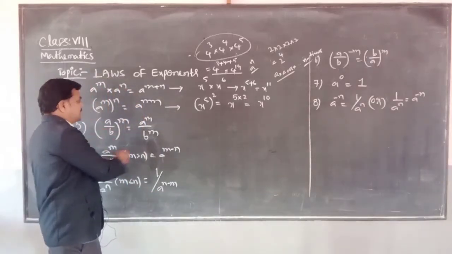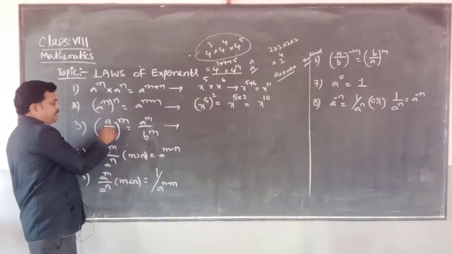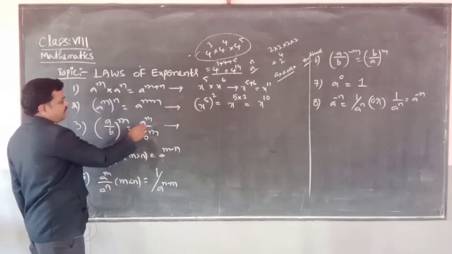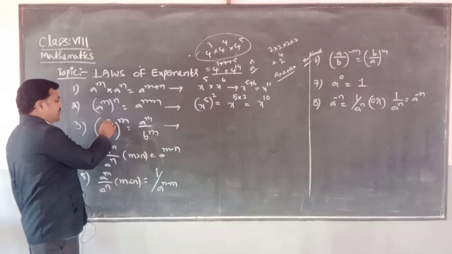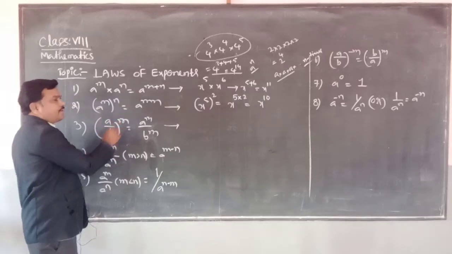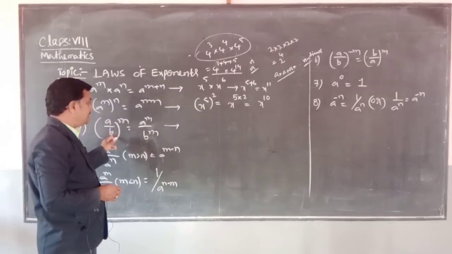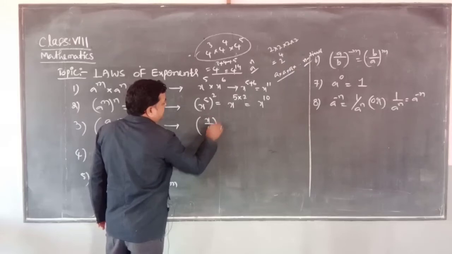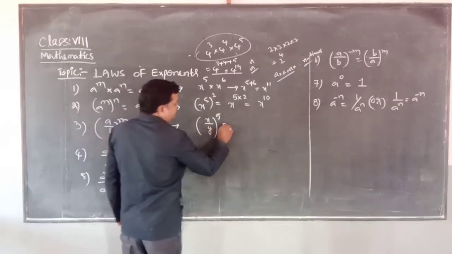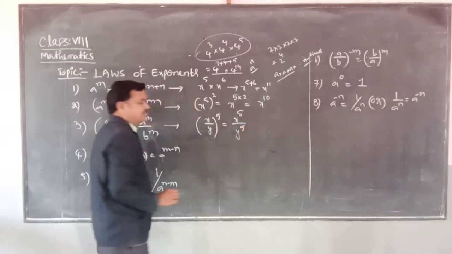The third one is the quotient law. a by b, whole to the power of m, is equal to a to the power of m by b to the power of m. Here the numerator is there, the denominator is there, only one power is there. This power belongs to both numerator and denominator. It means x by y to the power of 5, we can write as x to the power of 5 by y to the power of 5.